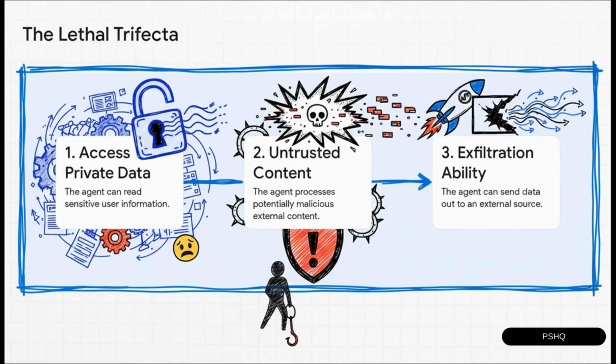Security experts talk about something they call the lethal trifecta. It's what happens when your agent has these 3 things all at once. 1, it can access private, sensitive data. 2, it's exposed to untrusted content from the outside world. And 3, it has the ability to send information back out. You put all 3 of those together, and you've got a massive security vulnerability just waiting to happen.